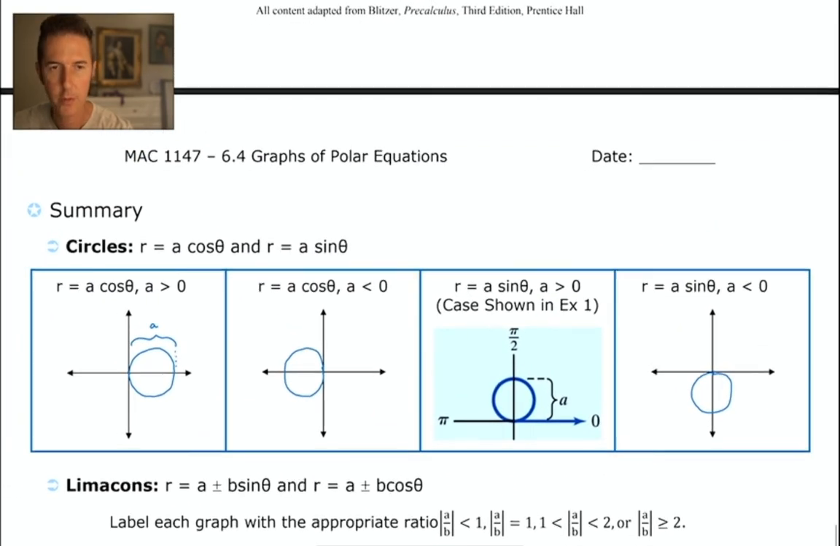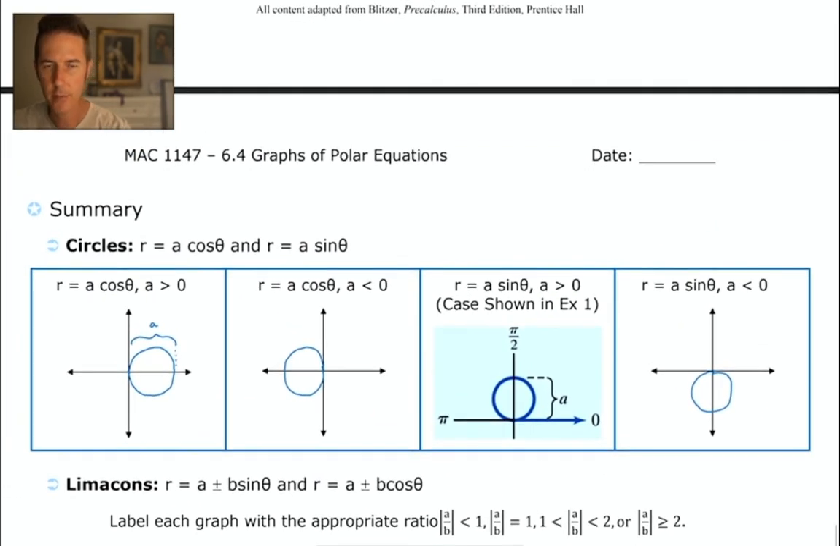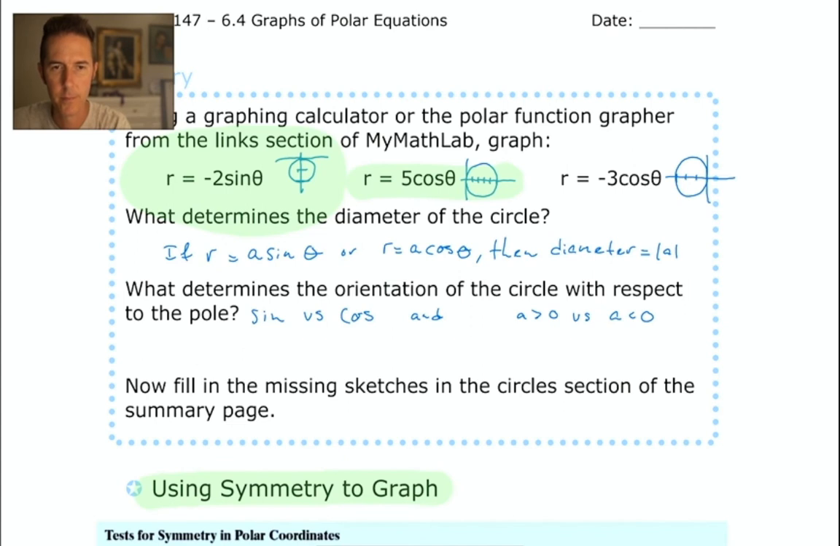Great. So there is the summary regarding circles, and you can see below that limaçons are next. Let's just get back up here to the top of our notes and make sure we haven't left anything out. We have not left anything out. We filled in the missing sketches, and our next topic is symmetry.